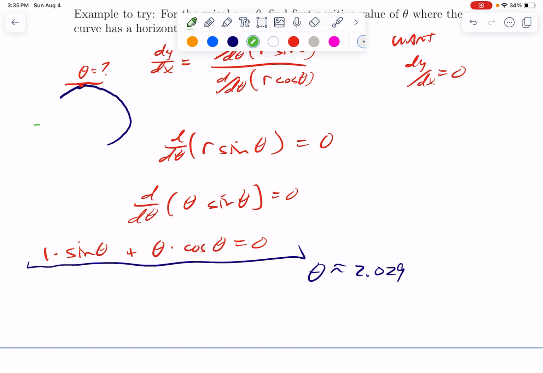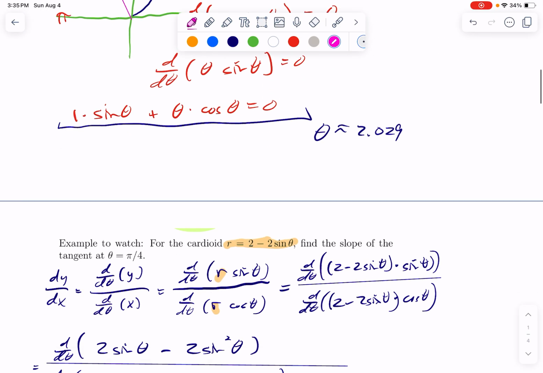If we look at roughly what this graph looked like, our spiral is something like this. And remember, this is pi radians. Pi is a little bit bigger than 3. So it is very believable that this angle is roughly 2, right? Because it's certainly in the neighborhood of 2/3 of pi.